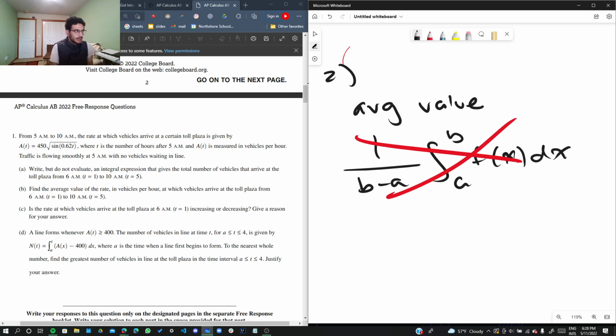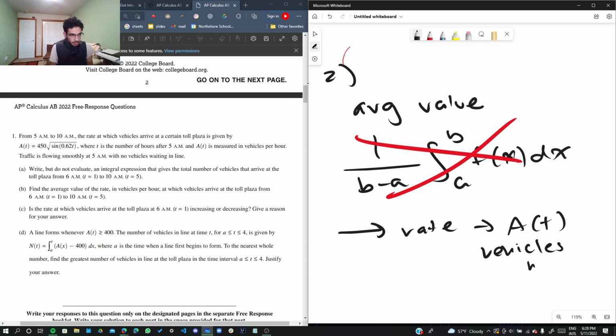But in this case, what they're trying to do is find the average value of the rate. So this is the rate as a whole overall. A of t is a rate, right? It's vehicles per hour.